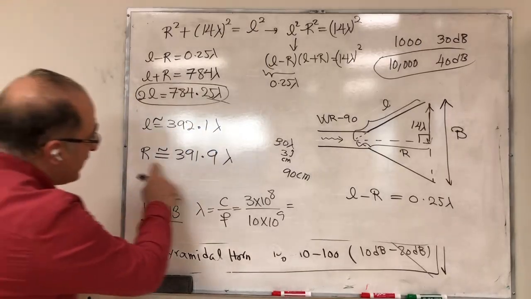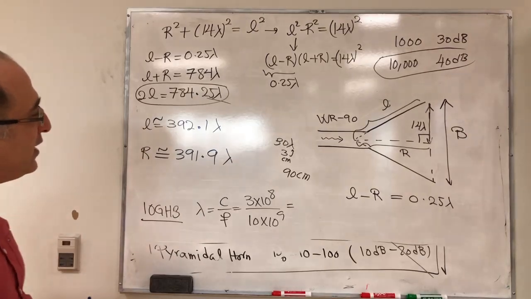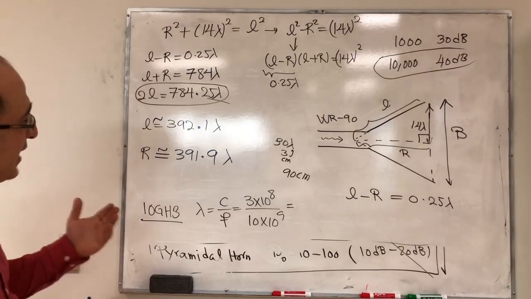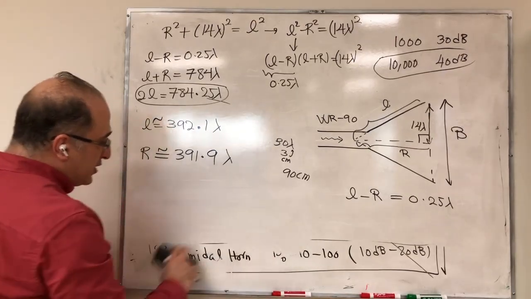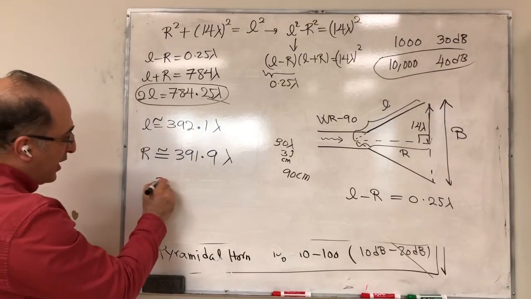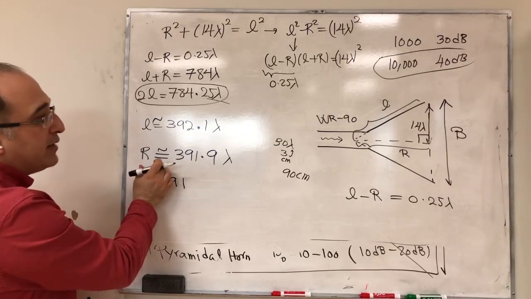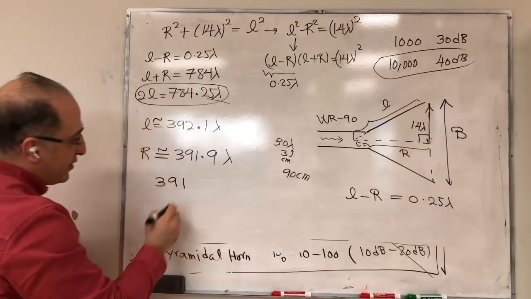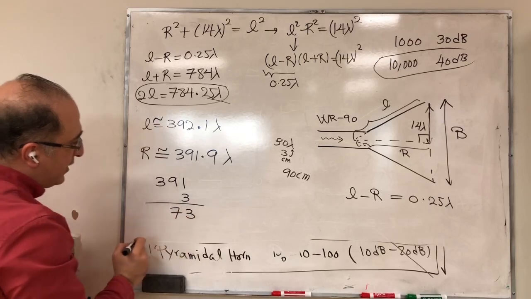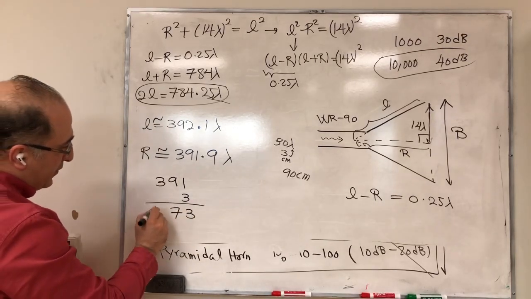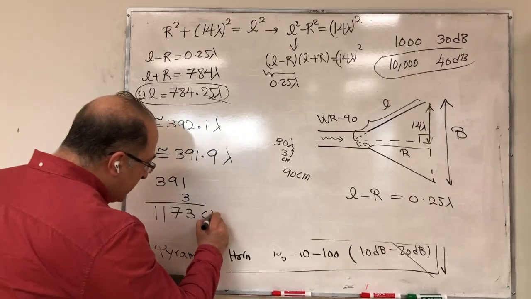Now look at the issue that we have. We have 391 lambda, and lambda is 3 centimeters. So what's going to be the length? You have almost 391 lambda. That's the distance that you must travel. You need to multiply it by 3, and then you get to about 1173 centimeters.